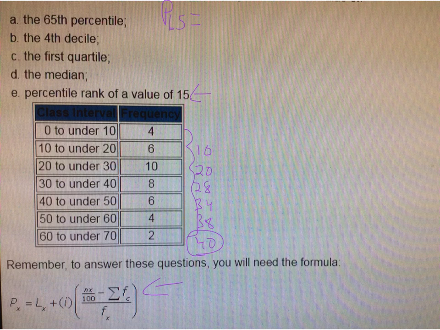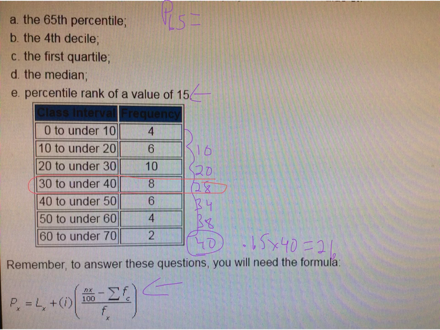And so when we're looking for the 65th percentile, we're looking for 65% of the 40 pieces of data that we've got here. So 65%, 0.65 times 40, is going to be 26. That tells us that we're looking right here in this interval, because that's where the 26th piece of data is going to land, because we go from 20 pieces in the previous row up to 28.